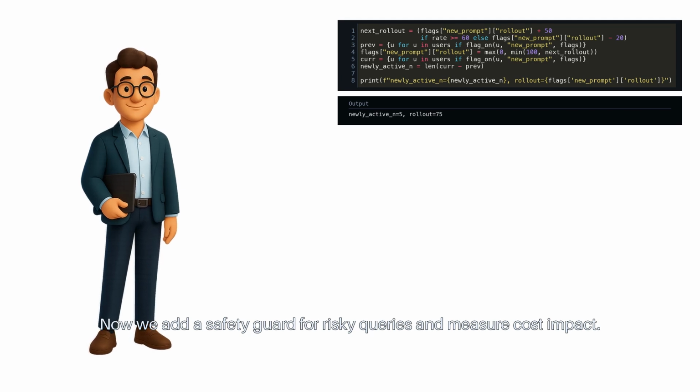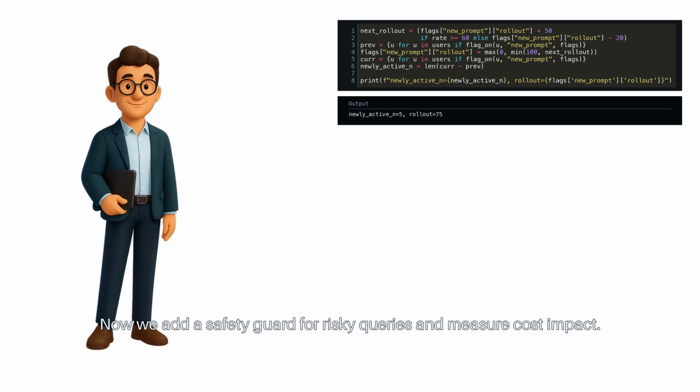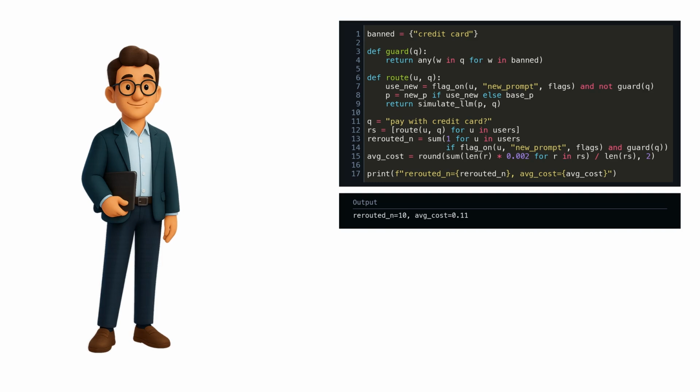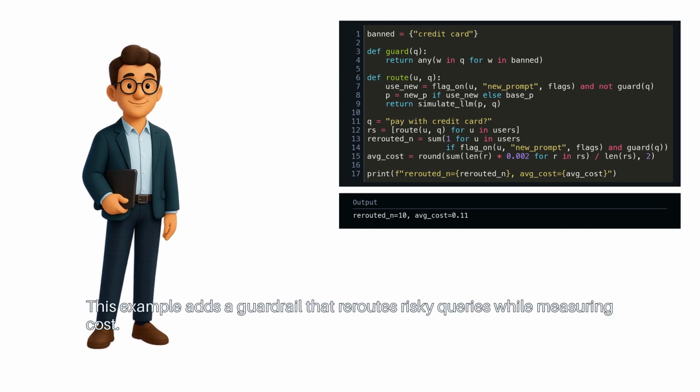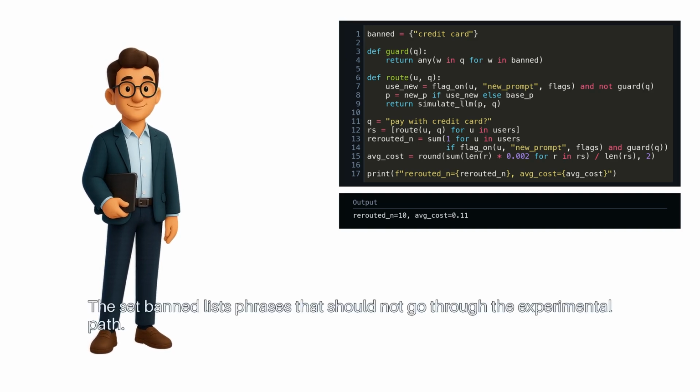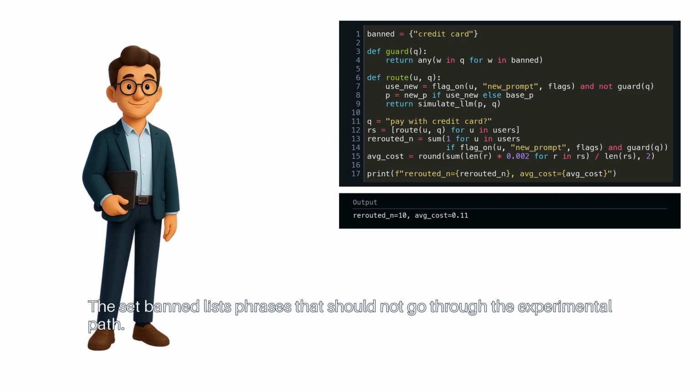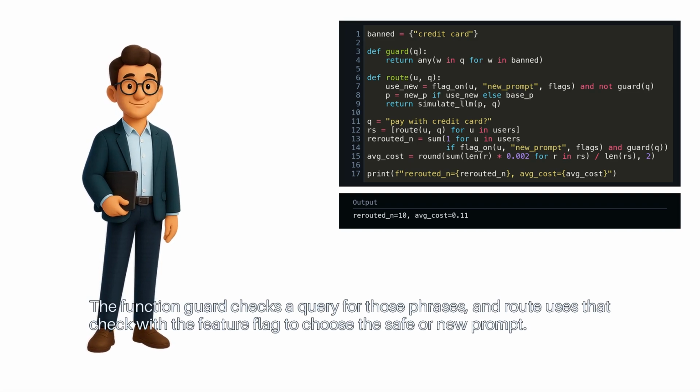Now we add a safety guard for risky queries and measure cost impact. This example adds a guardrail that reroutes risky queries while measuring cost. The set banned lists phrases that should not go through the experimental path. The function guard checks a query for those phrases, and route uses that check with the feature flag to choose the safe or new prompt.